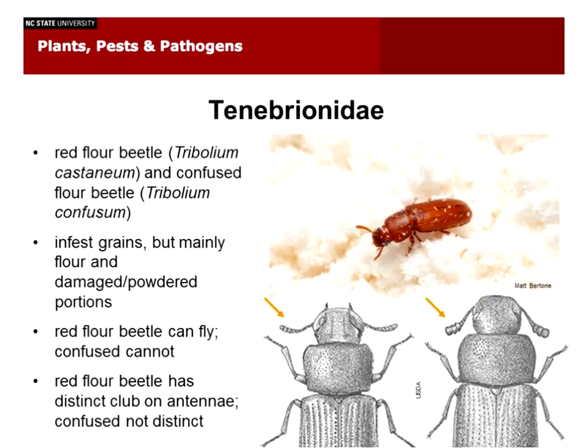Now, the two can be distinguished, and these are both very small darkling beetles. Typically, mealworms and larger darkling beetles are over a centimeter, maybe up to an inch even. These are very small, only about 3 or 4 millimeters long. The red flour beetle has a distinct club on the antennae, whereas the confused flour beetle does not have a distinct club. So again, anybody want to try and guess which species that is?